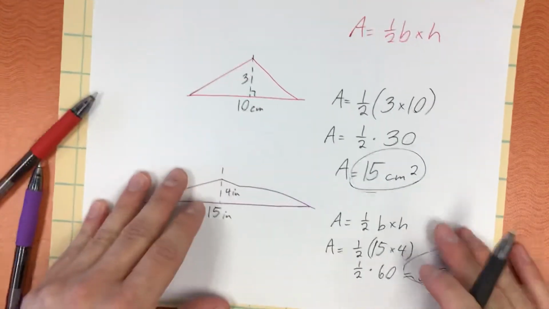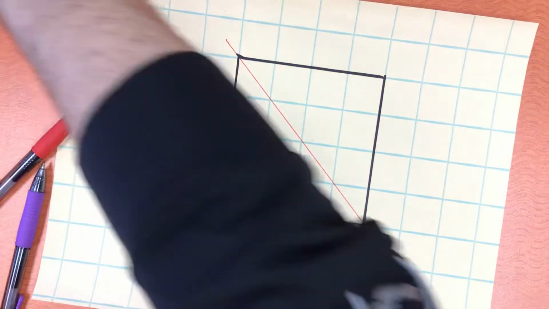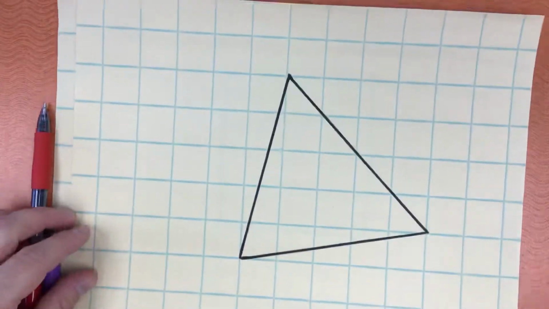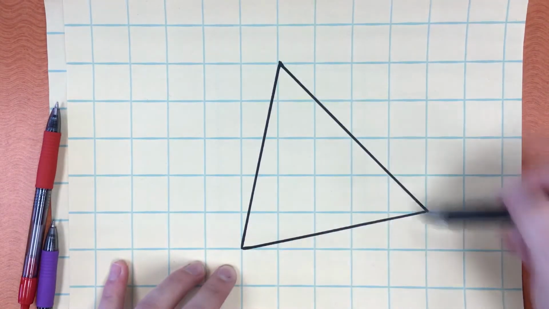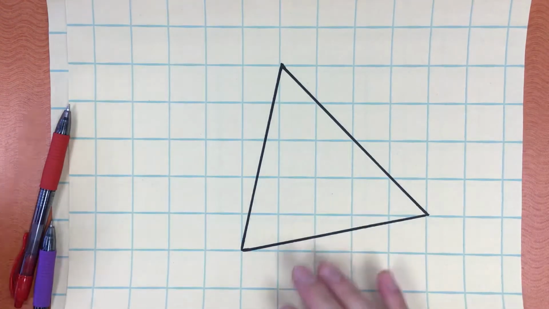Okay? Now I'm going to show you one more trick with triangles, okay? Because this works all the time. People are always like, what if you have a weird shaped triangle? So I have this weird shaped triangle here. See, the boxes don't really line up at all, okay?